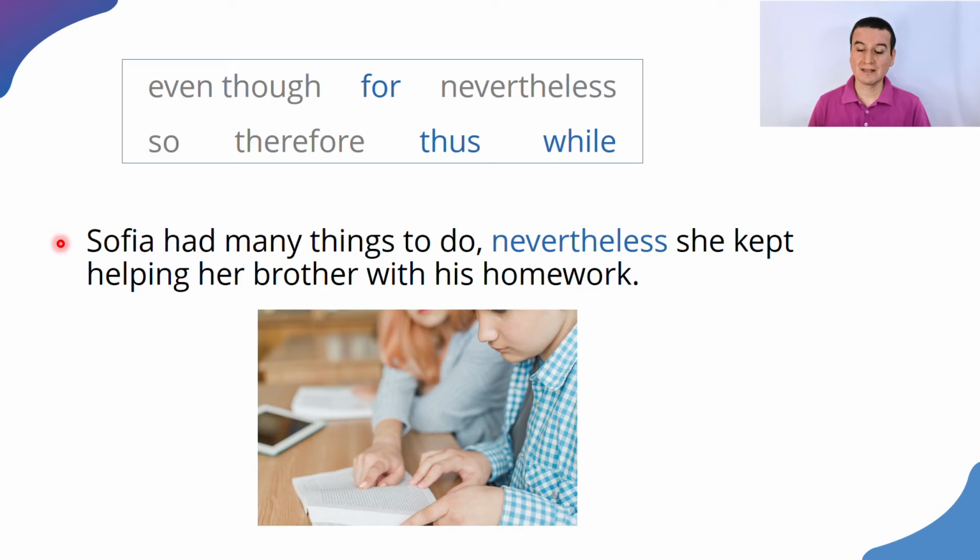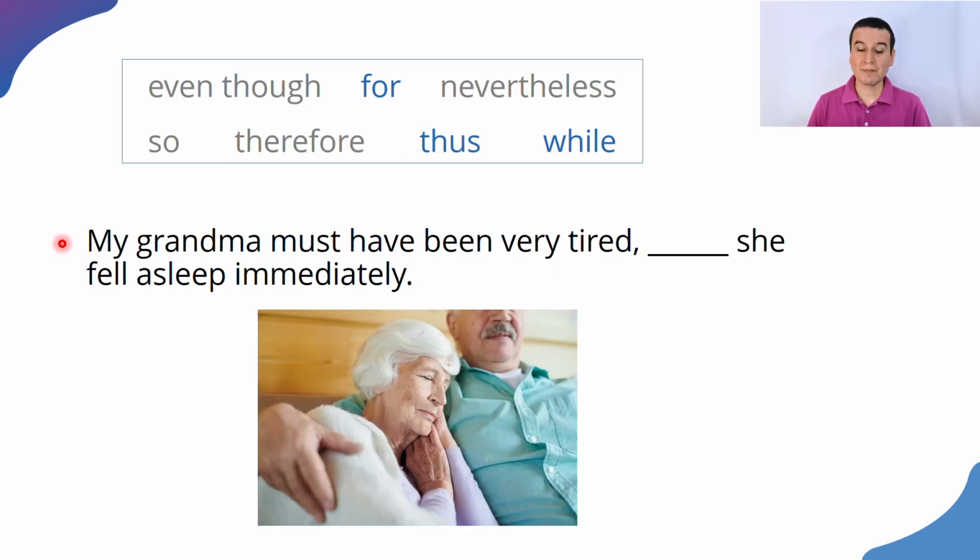Sophia had many things to do. Nevertheless, she kept helping her brother with his homework. All right. Thank you. Finally, my grandma must have been very tired. Blank, she fell asleep immediately. So what's the answer? Yeah, you don't have too many choices right now. So the relationship first is a relationship of cause and effect, and we could include there for.